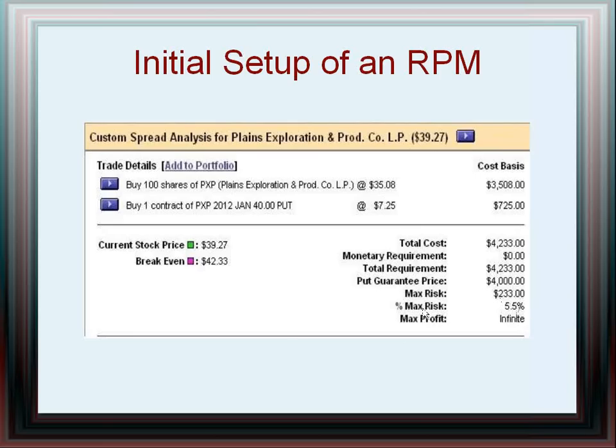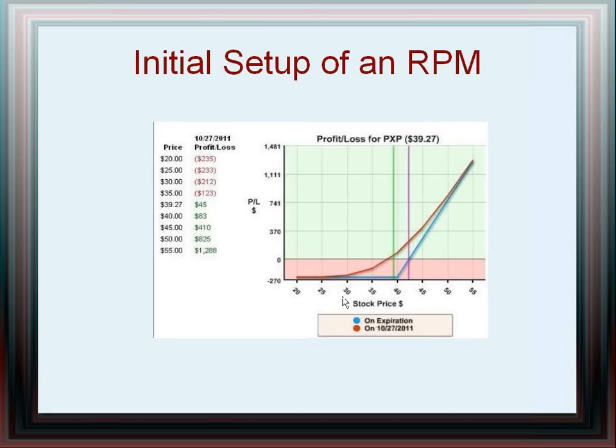Here's just a breakdown from the Power Options tools of the position. The break-even at expiration is $42.33, our total net debit into the position. If we traded 100 shares, we'd have $4,233 invested. We'd be risking $2.33, and we have an infinite upside profit potential. Okay? Standard profit and loss chart for the PXP position.